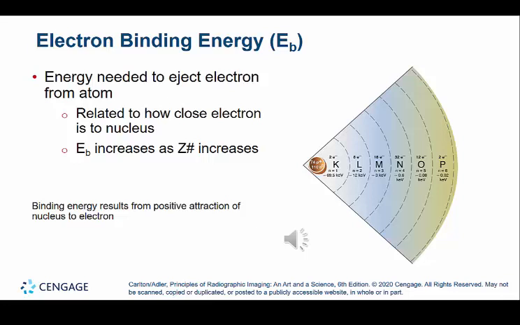This visualization to the right is a tungsten atom. As you can see, the K shell is 69.5 keV. As we go out through each shell, through L, M, N, O, and P, you can see that the binding energies decrease.